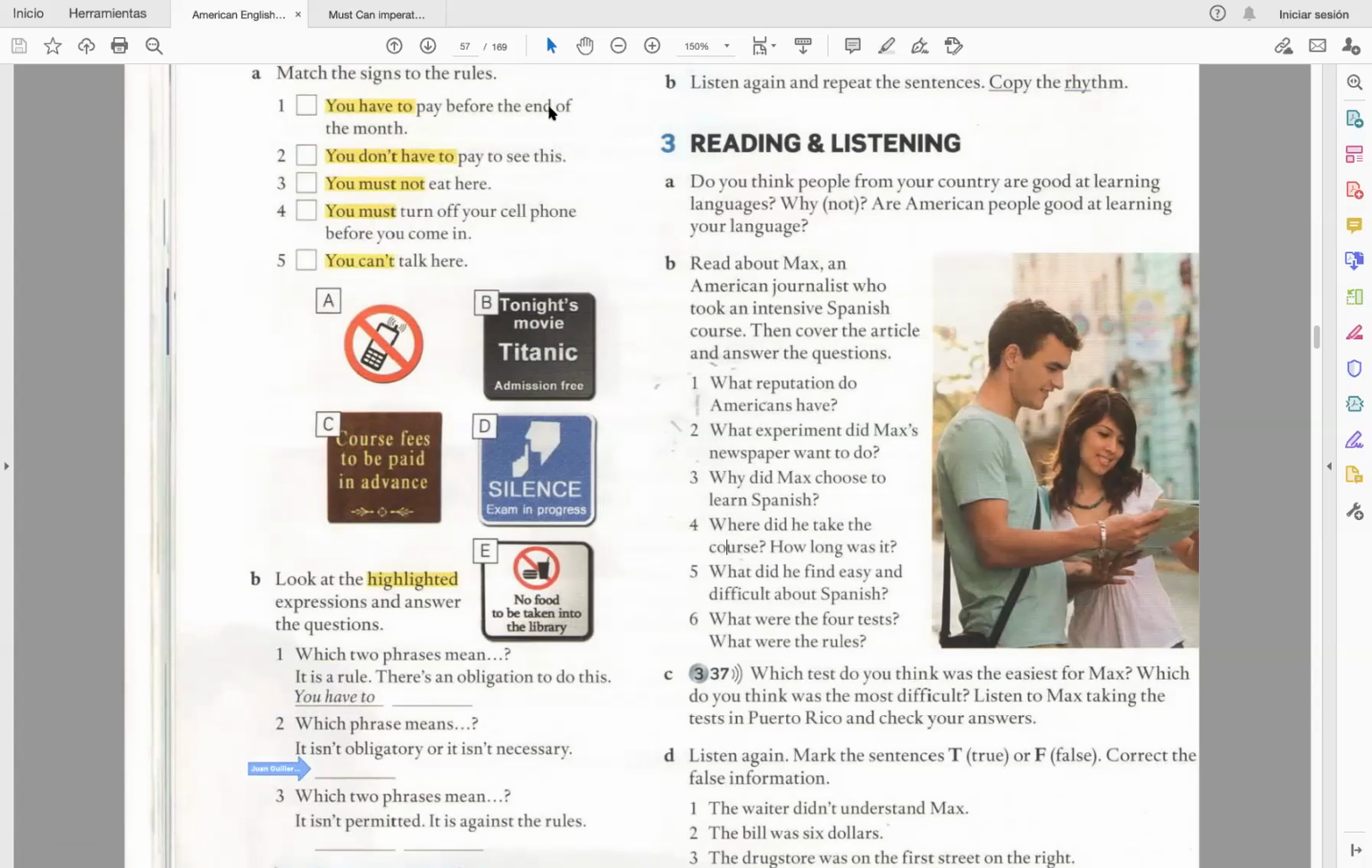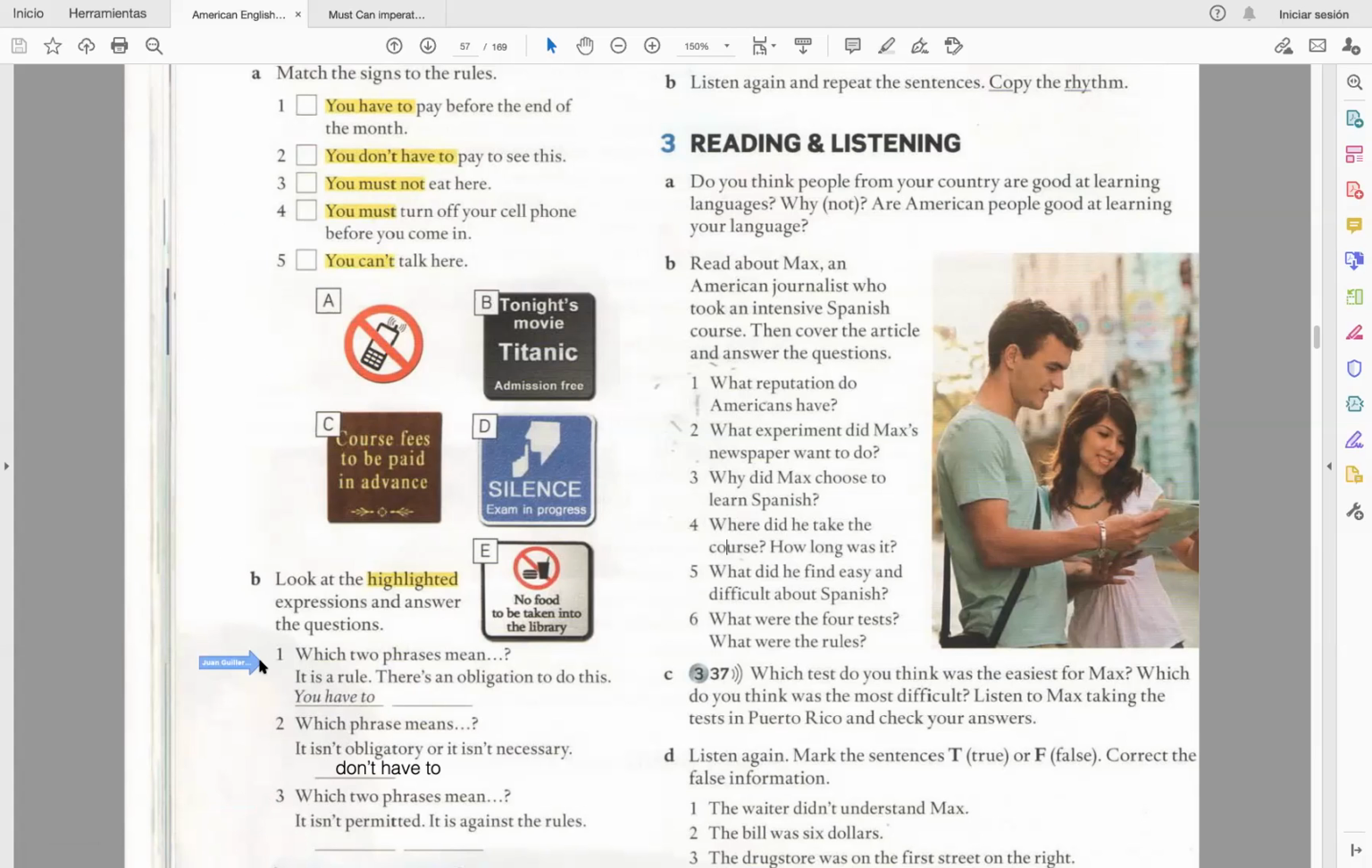Which phrase means it isn't obligatory or it isn't necessary to do something? Don't have to. Excelente, muy bien. Perfect, very good. And finally, which two phrases mean it isn't permitted, it's against the rules? Mustn't. And? Can't. Perfect. So you mustn't and you can't are prohibitions. Very good, excellent.